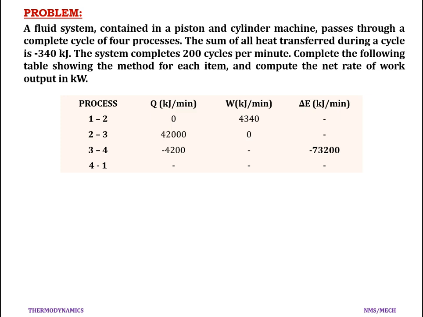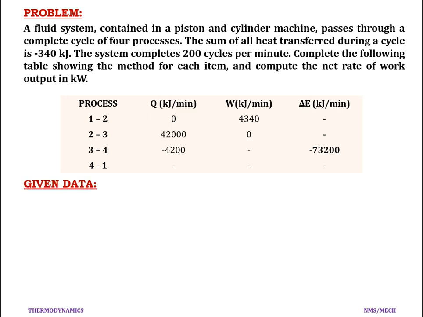The following table shows the different processes: process 1 to 2, the second process 2 to 3, the third process 3 to 4, and the fourth process 4 to 1. For each process, the corresponding value of heat transfer Q, the work output W, and the change in internal energy delta E is given in the corresponding column. But some of the values are missing in the given table. So those values are to be calculated and we have to fill in the table. That's our objective. And finally, we have to calculate the net rate of work output.